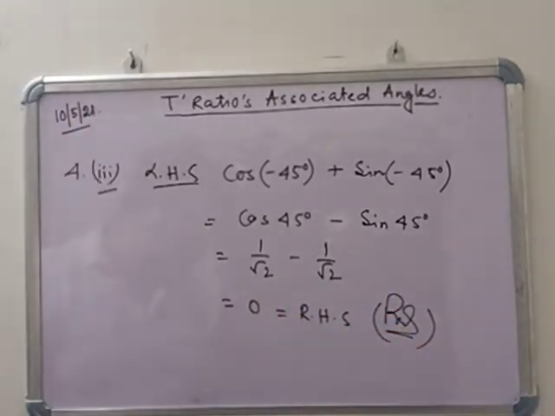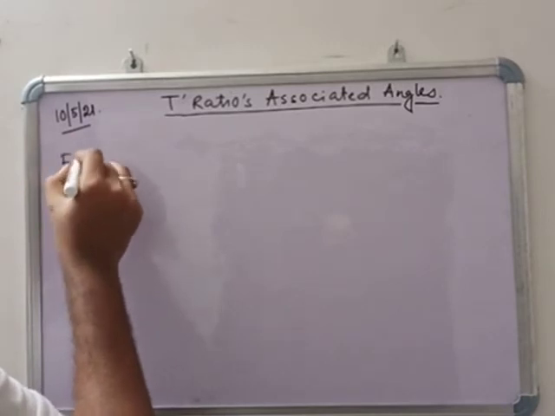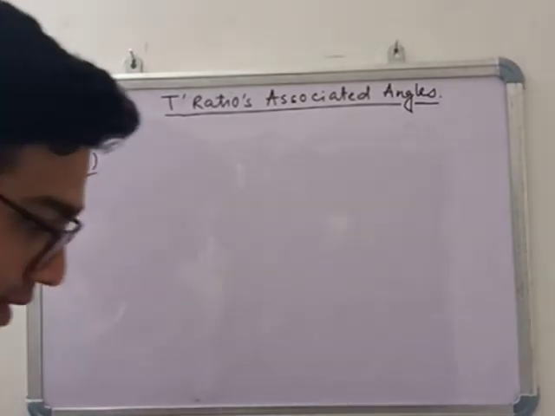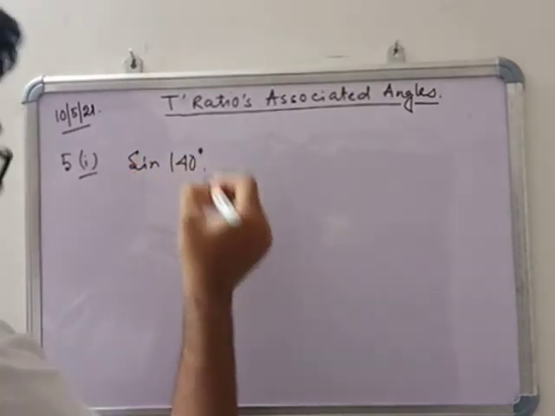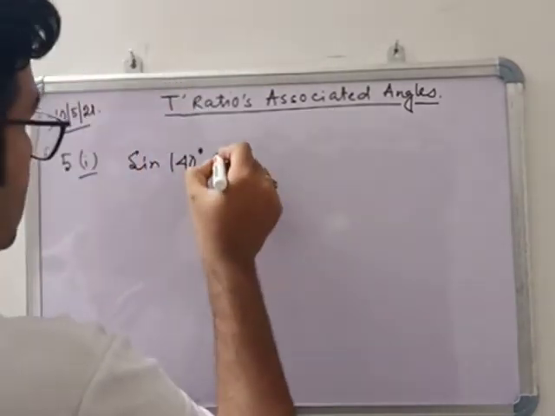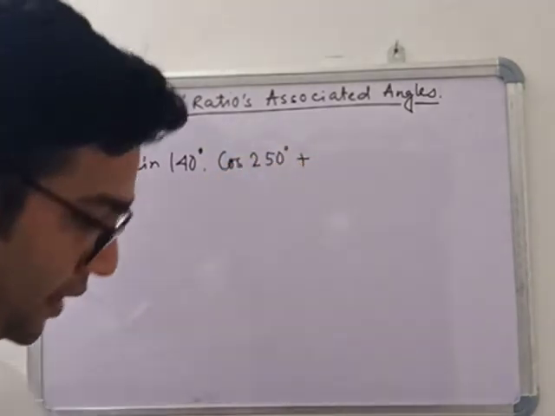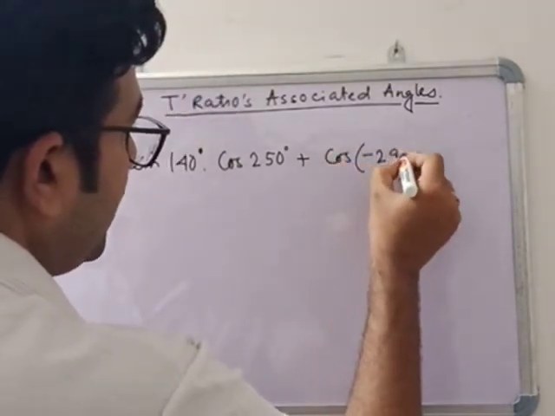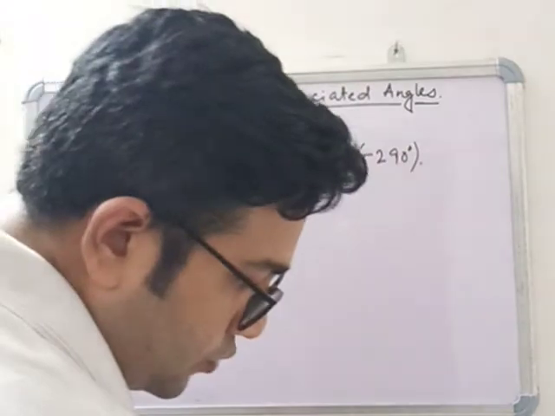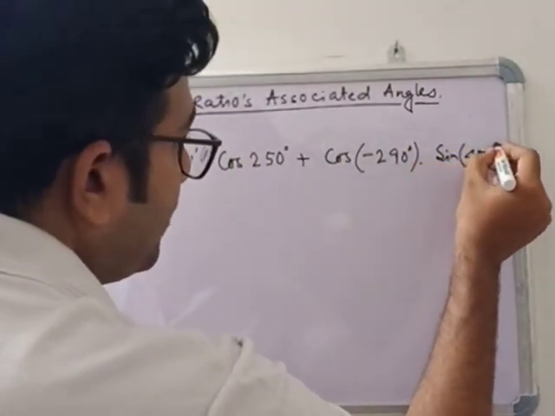Proved. Okay. Now in 5R1, see that sine 140 degree into cos 250 degree plus cos of minus 290 degree into sine 400.